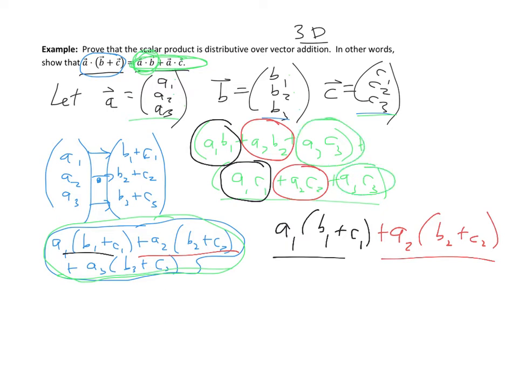If I grabbed these two, I could factor out the A3 and there would be a... oh, whoops, I just realized I had a typo up here. This should have been a B, huh? B3 plus C3. Okay.